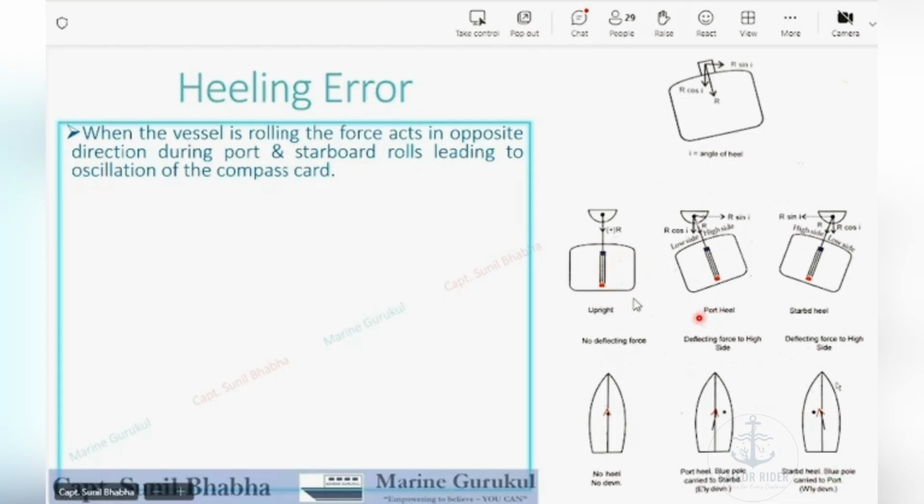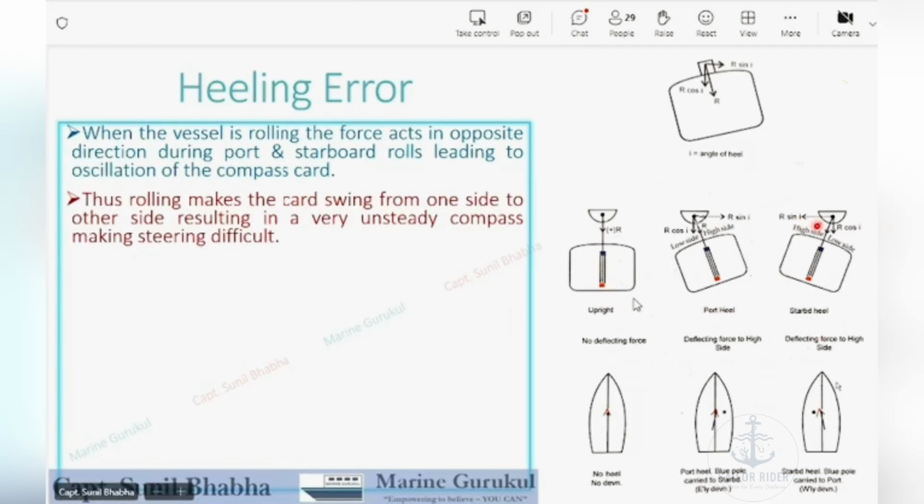So when the vessel is rolling to port and starboard, the field acts in opposite directions, leading to oscillations in the compass card. Thus, rolling makes the card swing from one side to the other, resulting in a very unsteady compass, making the steering difficult.